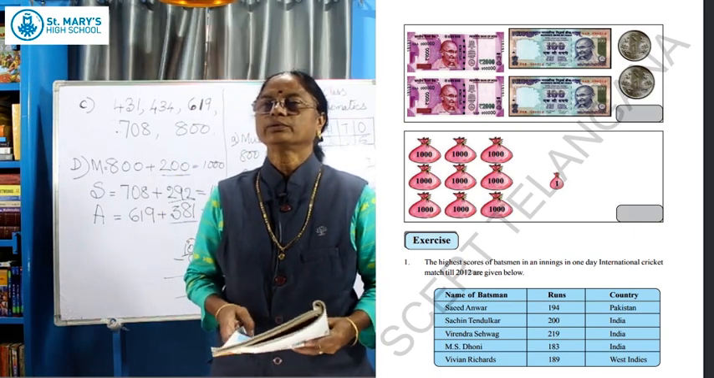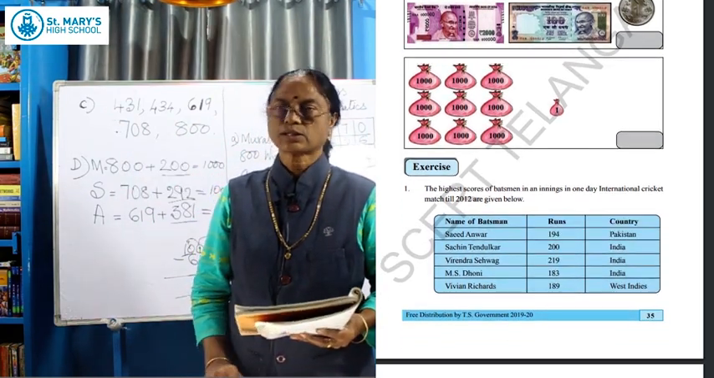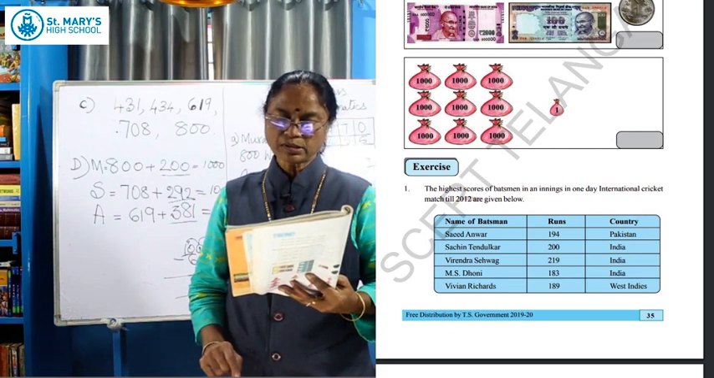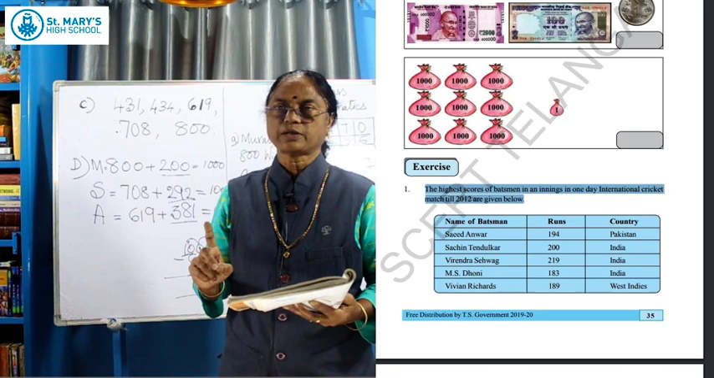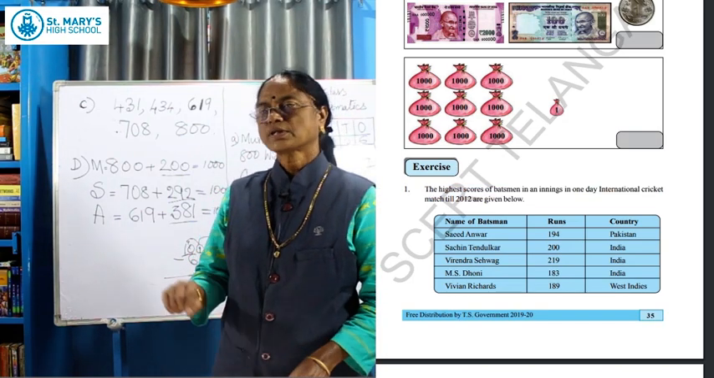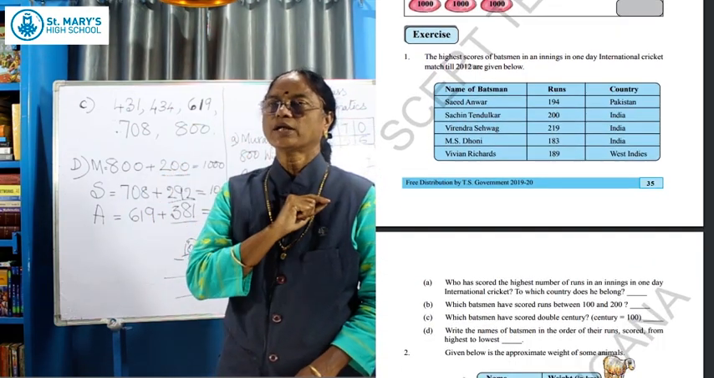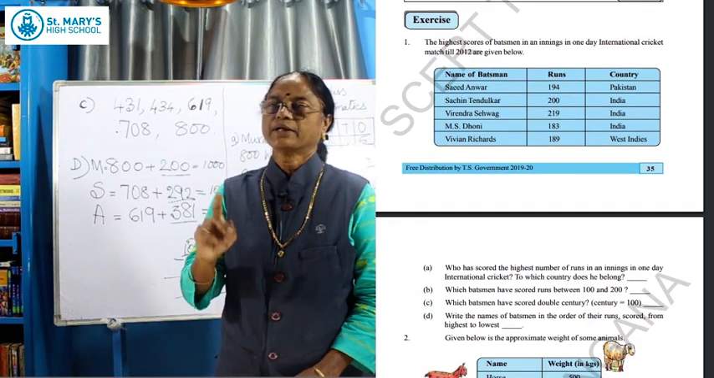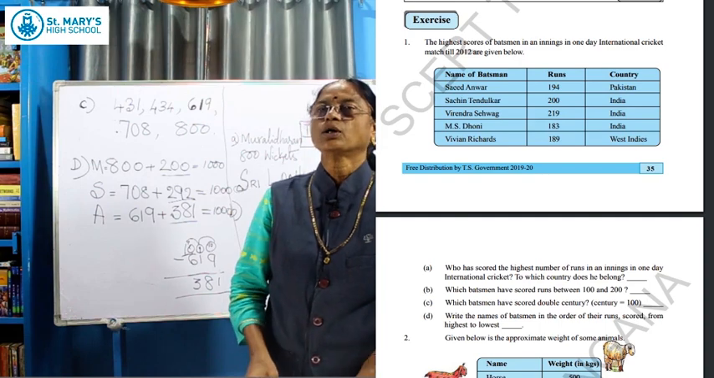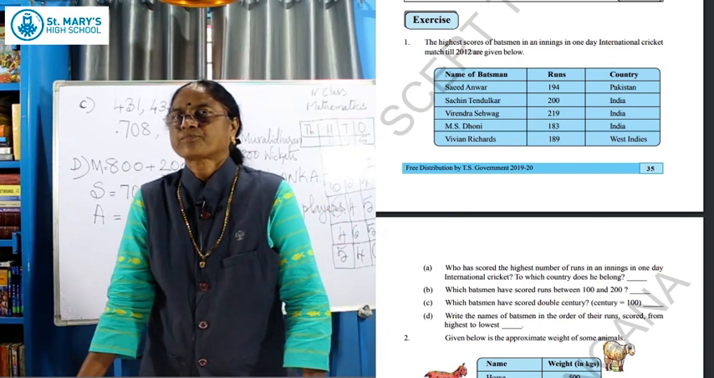Shall we go to the exercise there? And you have the question there. See, the highest scores of batsmen in an innings in one day international cricket match till 2012 are given below. Same type of questions. There we saw wickets, here you have runs. You can compare, you can read the question and complete answering. Okay? That's your homework. Only one question in that. First question you answer. That's your homework.